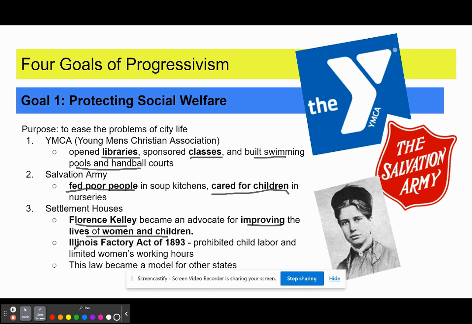And in your definitions, you don't have to write this whole definition down because you already did at the top of your paper. The Illinois Factory Act of 1893 prohibited child labor and limited women's working hours. There was never a national act at this time to ban child labor, so this law became a model for other states. So banning child labor and limiting women's working hours became a state-regulated part of this movement.